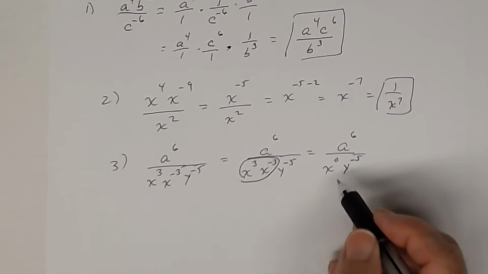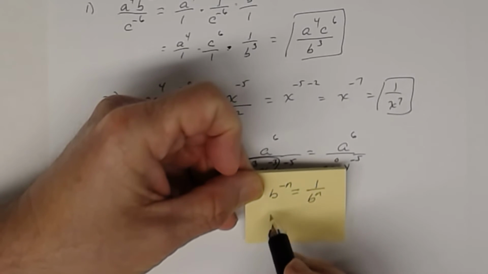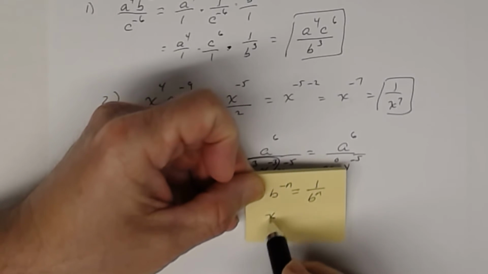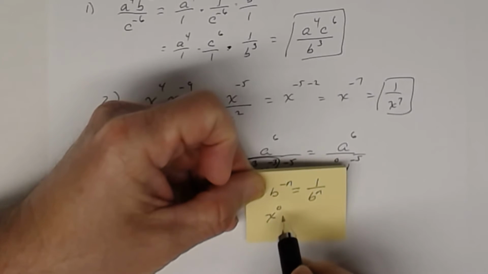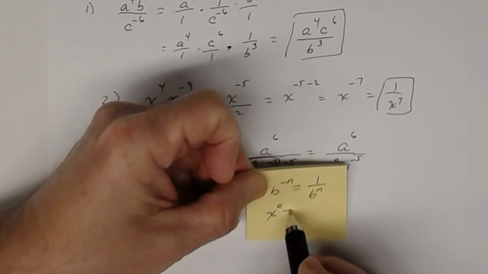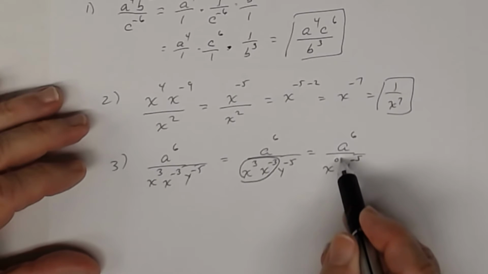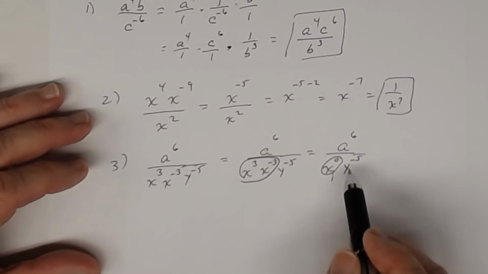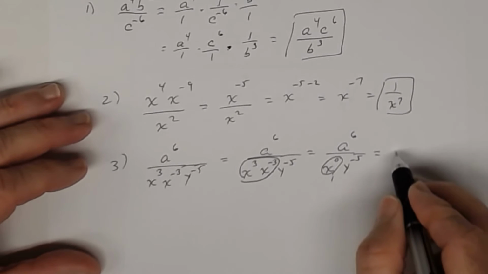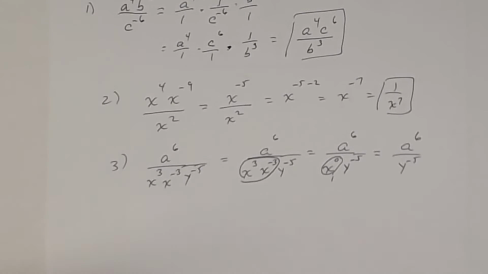But remember, one of the other properties you learned in this lesson was that when you have the base raised to a 0 power, as long as the base is not 0, so x to the 0 power, that's defined to be 1. So this right here is just 1. And 1 times y to the negative 5 in the denominator is y to the negative 5. So that's where we're at.